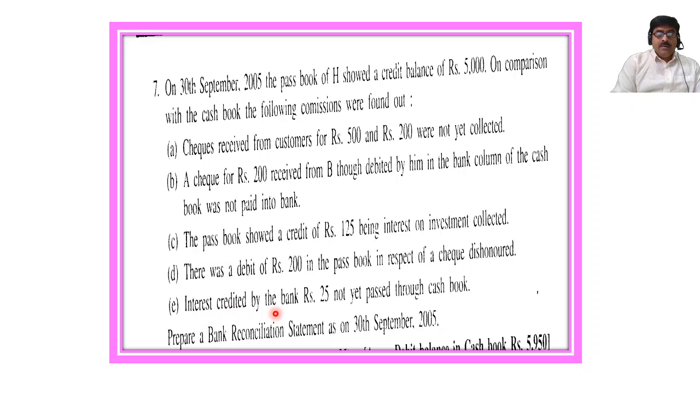E. Interest credited by the bank rupees 25 not yet passed through the cash book, meaning the interest credited by the bank is not entered in the cash book. So there is an increase in the passbook balance. Since there is no entry in the cash book, the balance in the cash book will remain unchanged. Now there is an increase in the passbook balance. To equal this amount with the cash book, we have to deduct rupees 25 from the passbook.